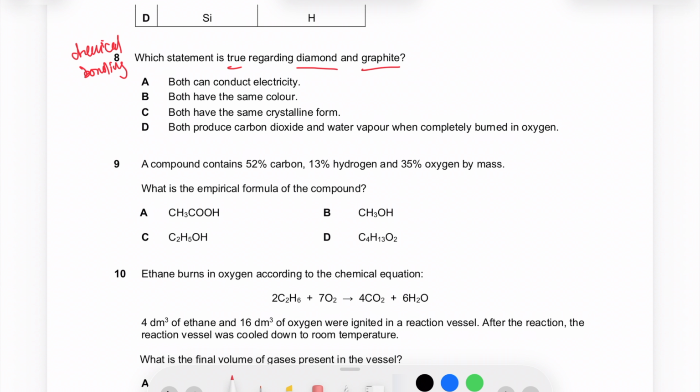So both of them conduct electricity, no? Only graphite can conduct. Both have the same color, not true at all. Both of them have the same crystalline form, not true. Only diamond is a crystalline form. So both produce CO2 and water vapor when completely burned in air. Yes, that is true. So the answer will be D.